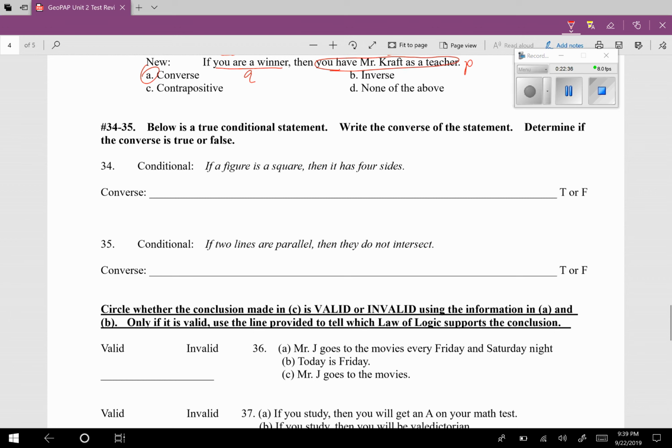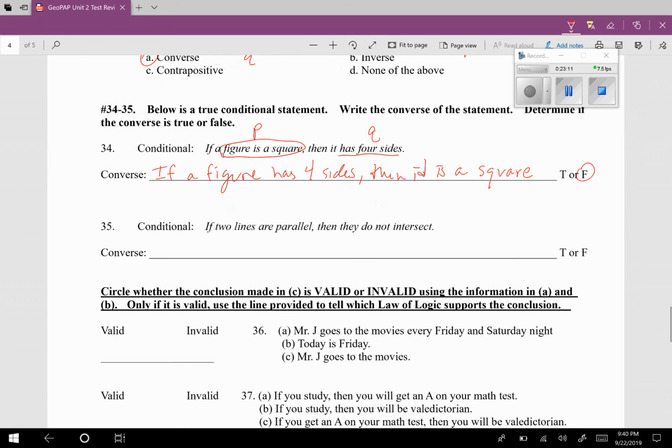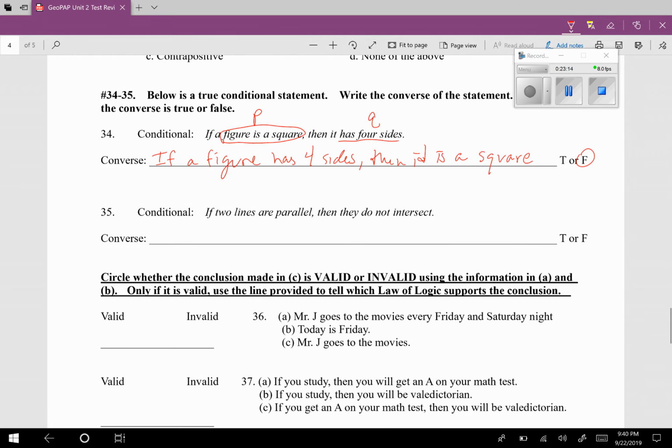Okay, 34 through 35. Below is a true conditional statement. Write the converse of the statement and determine if the converse is true or false. Okay, if a figure is a square, then it has 4 sides. So you have to do the converse, so we just switch. If a figure has 4 sides, then it is a square. Well, that's false, because 4 sided figures are not always squares.